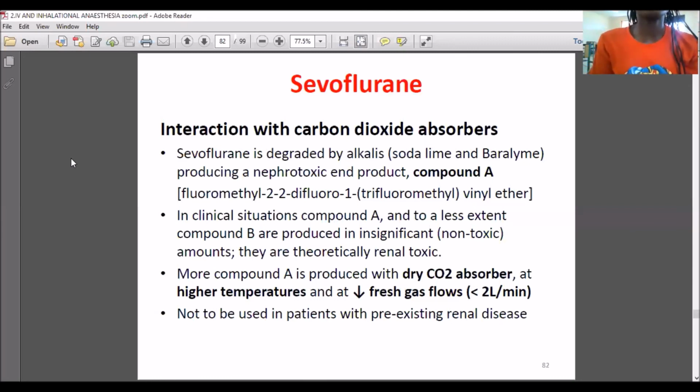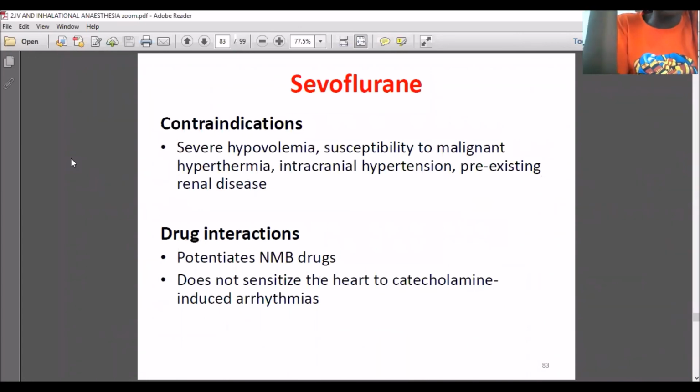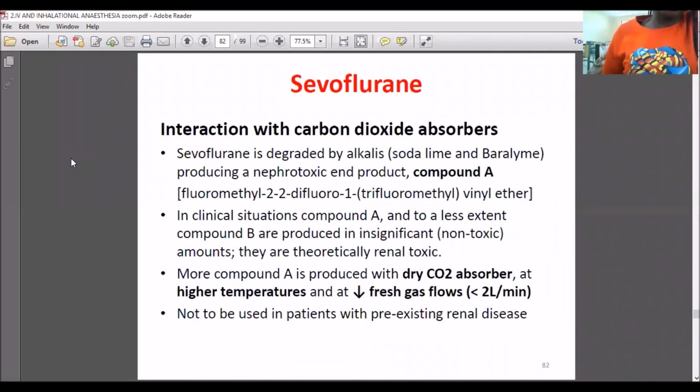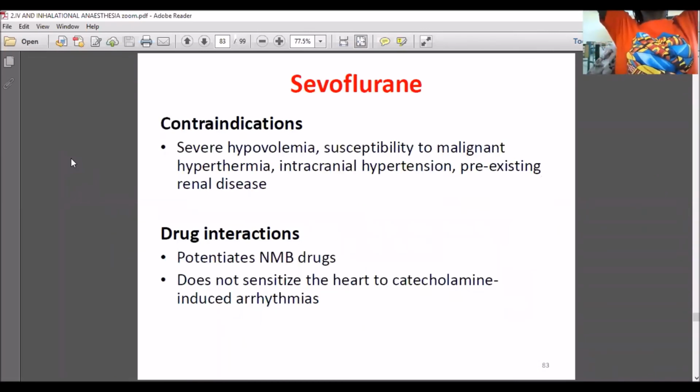They are theoretically nephrotoxic. More compound A is produced with a dry carbon dioxide absorber, at higher temperatures, and with decreased fresh gas flows. It is not to be used in patients with pre-existing renal disease. Contraindications: severe hypovolemia, susceptibility to malignant hyperthermia, intracranial hypertension, and pre-existing renal disease. Drug interactions: it potentiates neuromuscular blocking drugs and does not sensitize the heart to catecholamine-induced arrhythmias.